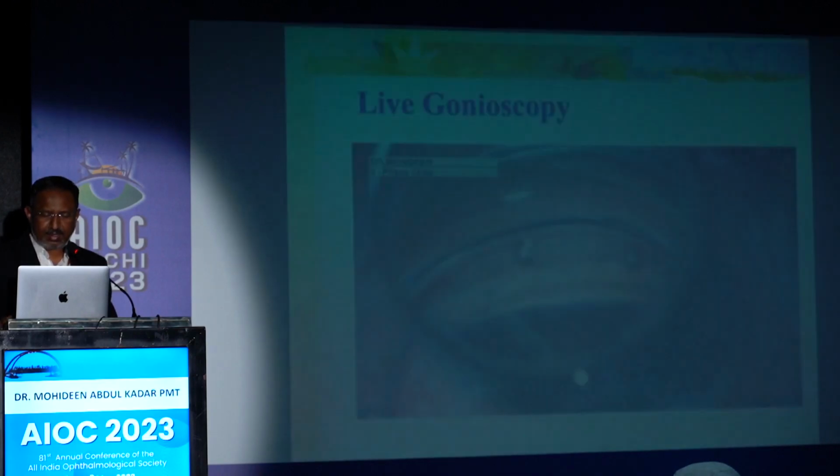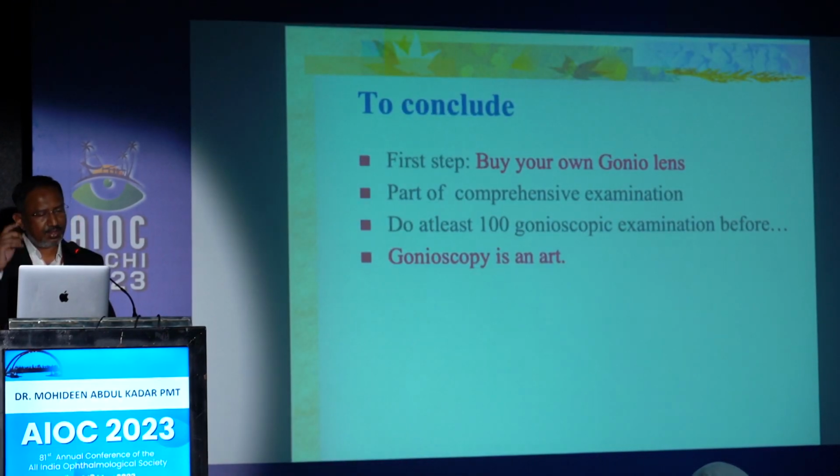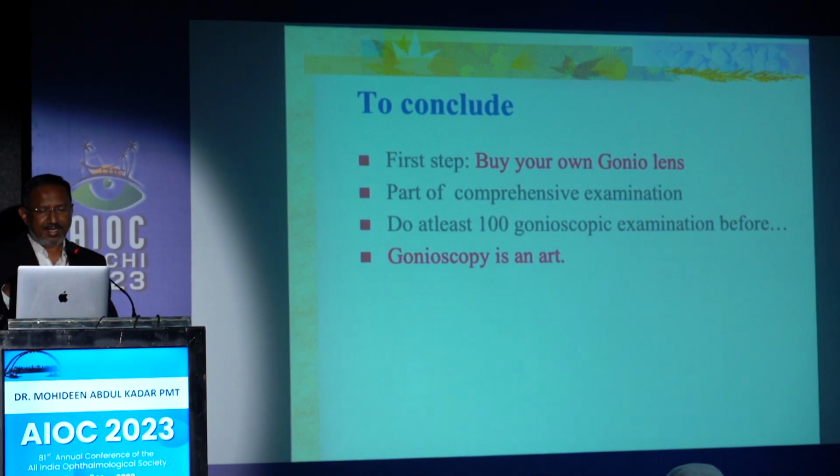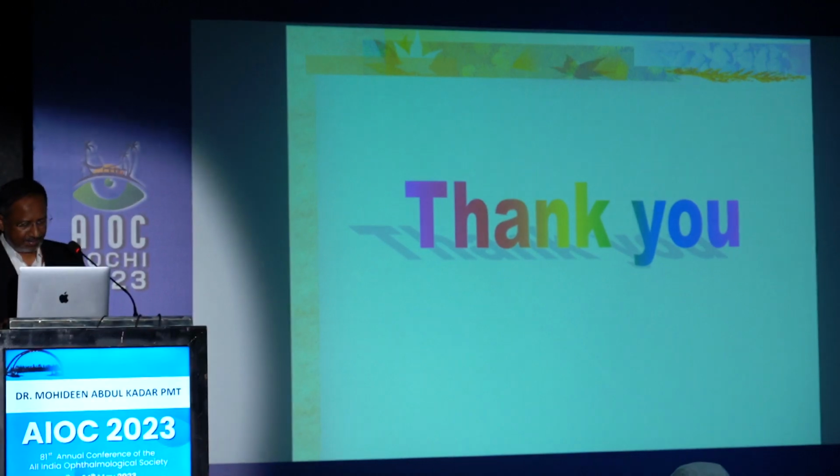Thank you very much. The presentation is over. To conclude, the first thing is you need to buy your own gonio lens. That is very important, and this is a part of a comprehensive examination. You do at least 100 gonio examinations before you say which is normal, abnormal. Thank you very much.